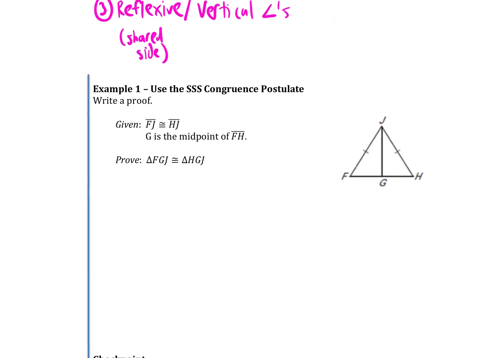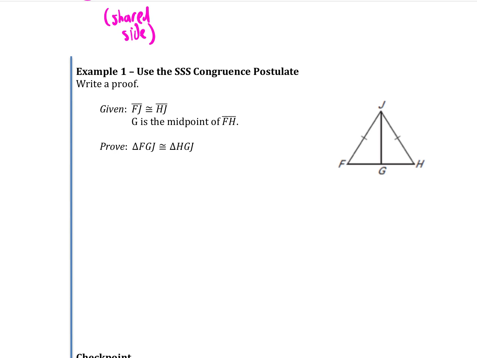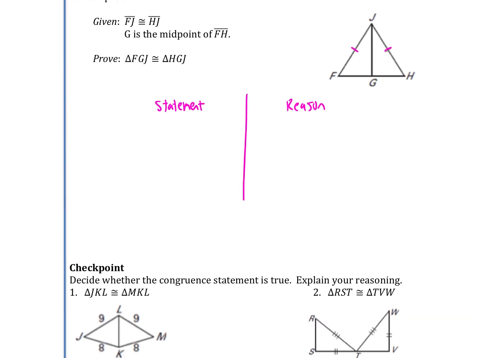So use a side, side, side congruence postulate. We have FJ is congruent to HJ, so let's mark that there. We have this. And we know that G is the midpoint of FH, and we're trying to prove this. All right, so for our proofs, we need statements, and we need a reason. Okay, so let's start with that.